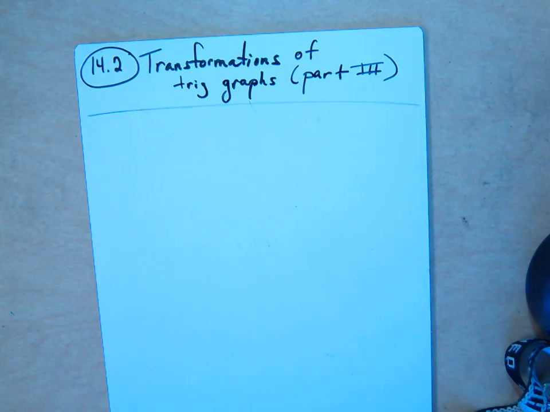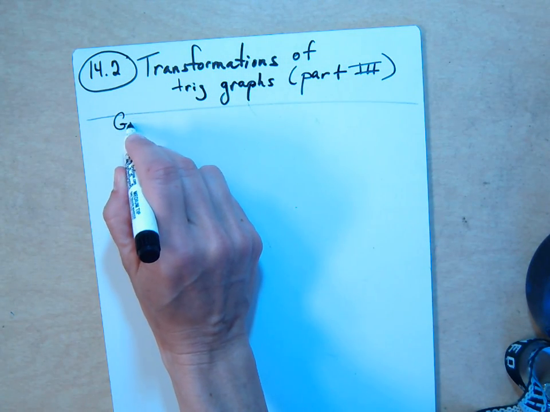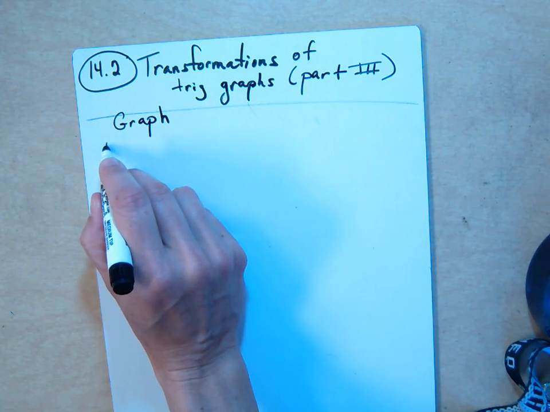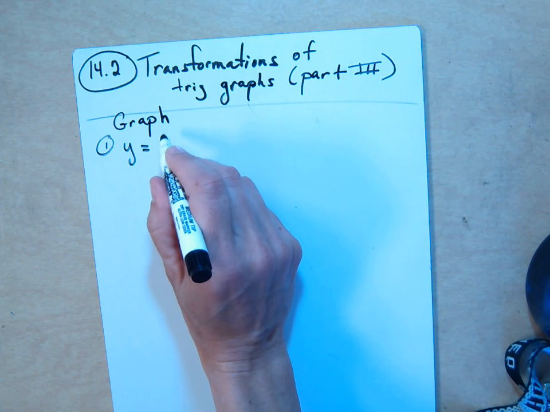14.2, transformations of trig graphs, part 3, the last part. We're just going to do some examples. First we're going to do two examples and an application. First, this is when a couple of transformations happen at the same time.